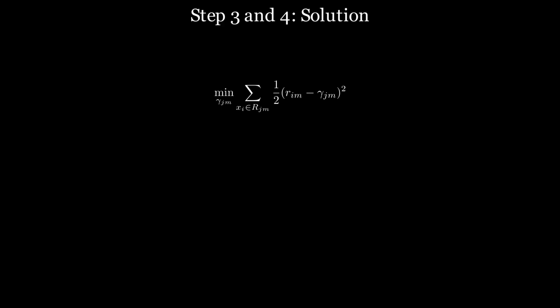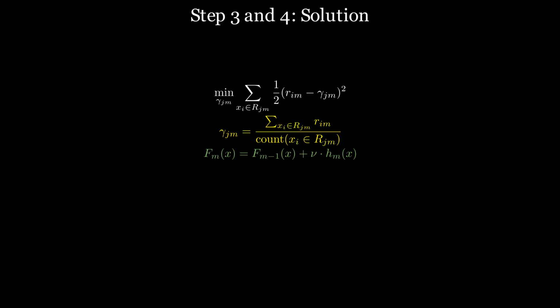This is the exact same mathematical form we solved for our initial f0. We need to find a constant that minimizes the squared difference to a set of values. And we already know the solution. The optimal value is the average of those values. So the optimal prediction for each leaf is simply the average of the pseudo-residuals of the data points that fall into that leaf. Finally, step 4 is to update our ensemble model.